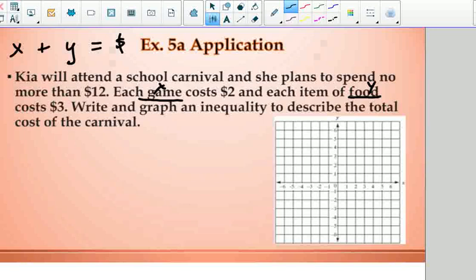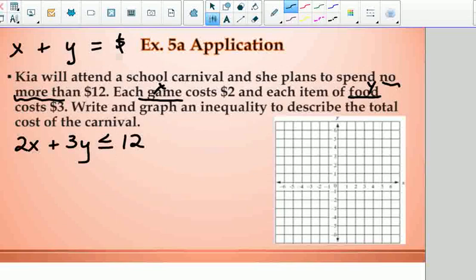Okay, so each game costs $2. So I'm going to have 2x plus each food item costs $3, so I have 3y, and it says no more than. No more than means it can't be bigger than 12. So if it can't be bigger than 12, it can be 12, so it has to be less than or equal to $12. That is my inequality.